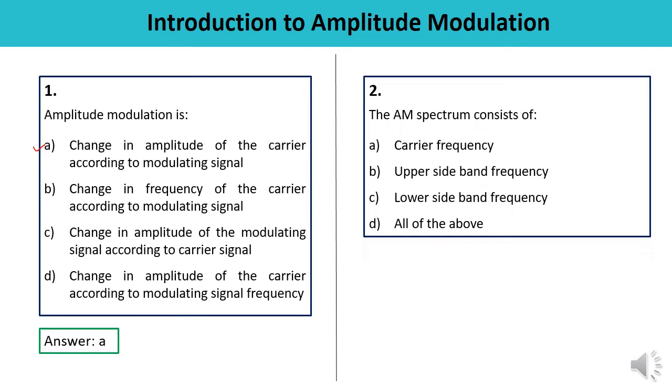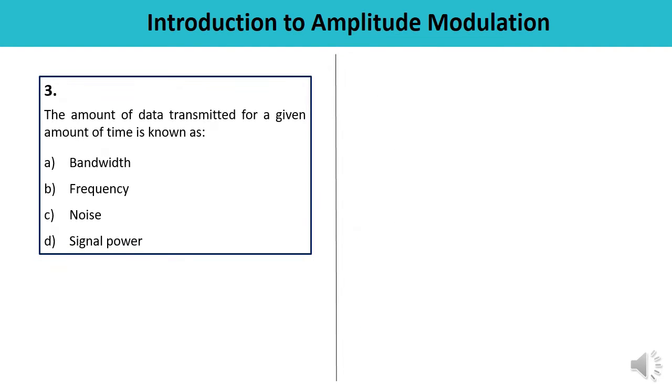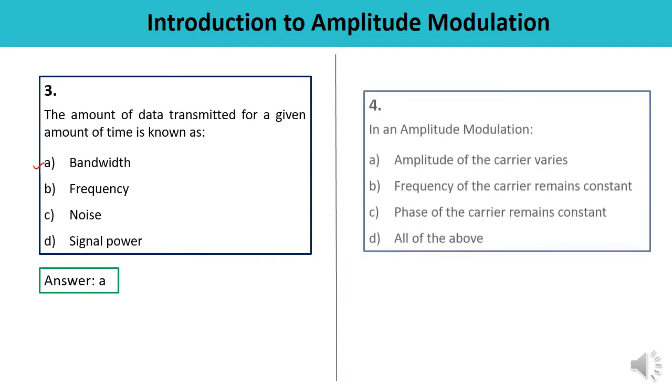Second question: AM spectrum consists of. You must have drawn the AM spectrum. So recall the amplitude modulation spectrum; it consists of carrier frequency, upper sideband frequency, and lower sideband frequency. It means option D is correct. Next question: the amount of data transmitted for a given amount of time is known as bandwidth. Just reading this statement you will be able to identify the answer. Let us check. This is the correct one.